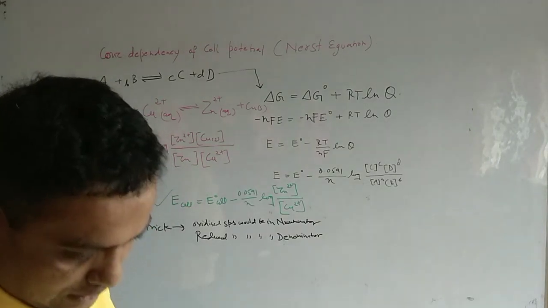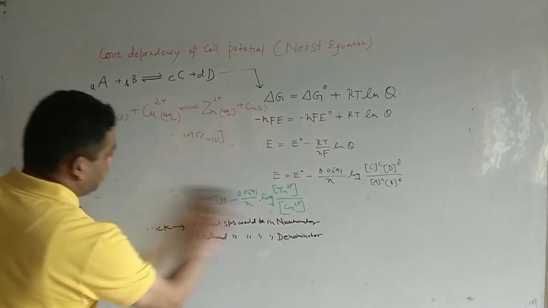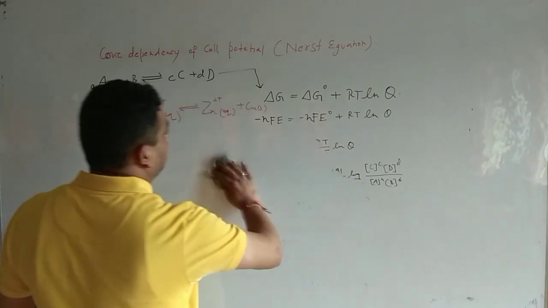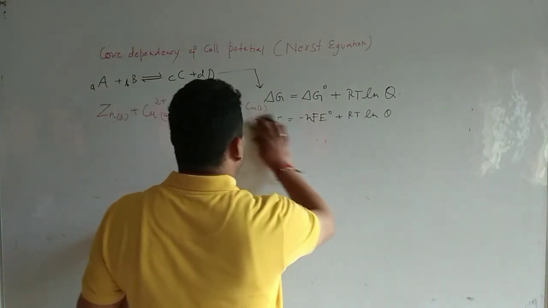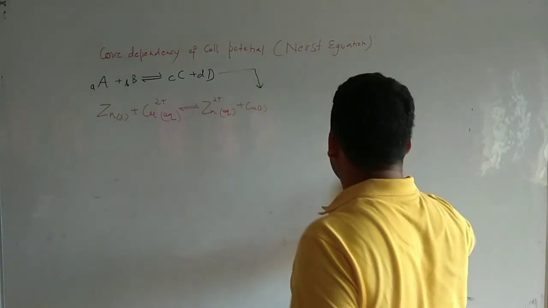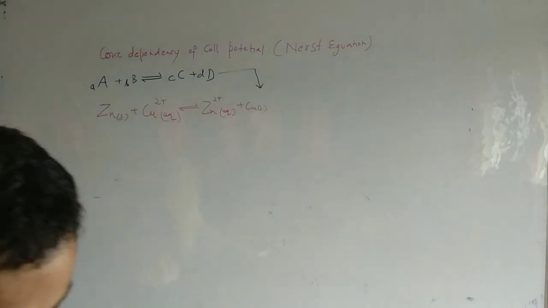So we can, okay, very quickly I can write this. Please watch the video till the end, because these are the basic things and very, very important to understand physical chemistry. So how can I write?